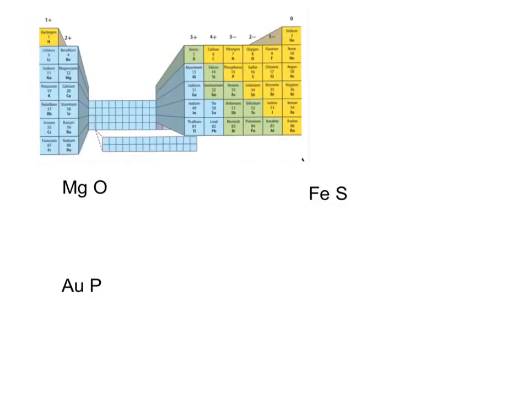So to start off, we're going to have a really easy one: magnesium oxygen. This is pretty easy, just magnesium. You just find magnesium on the periodic table right there, and I just write magnesium.